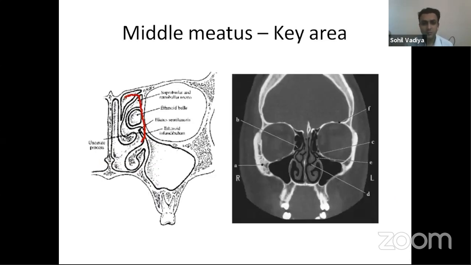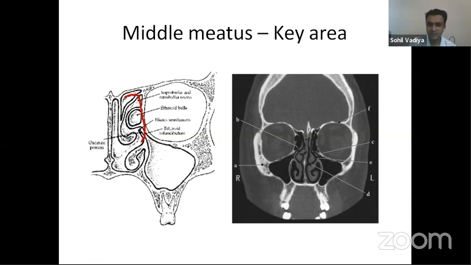Okay, this is another picture to show you the middle meatus, the key area. A diagrammatic representation and also a CT scan picture. Many of you in your practical exams will have a CT scan and you will have to identify the structures here. So this slide is particularly taken to make you understand which are the structures that you need to identify in a CT scan. So I'll narrate a few of them.